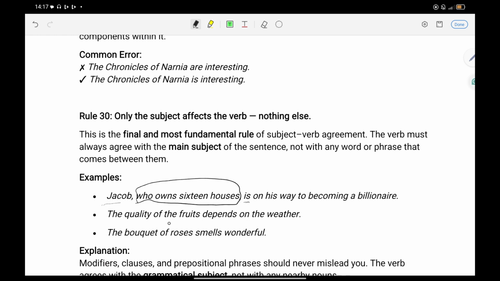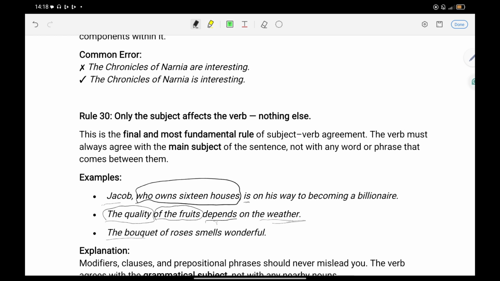The quality of the fruits depends on the weather. Why does it say "depends," which is singular? It is because we're referring to one thing, one quality. It's not the prepositional phrase "of the fruits" that will determine the verb. It is the quality depends on the weather.